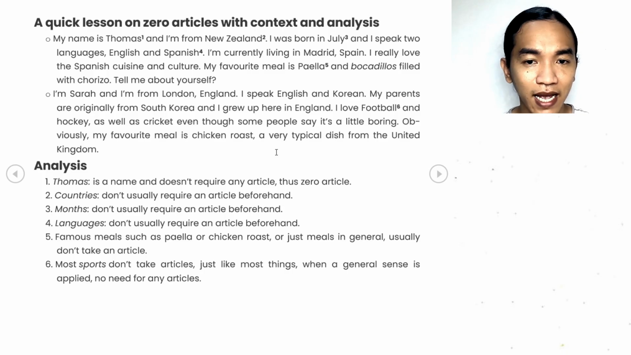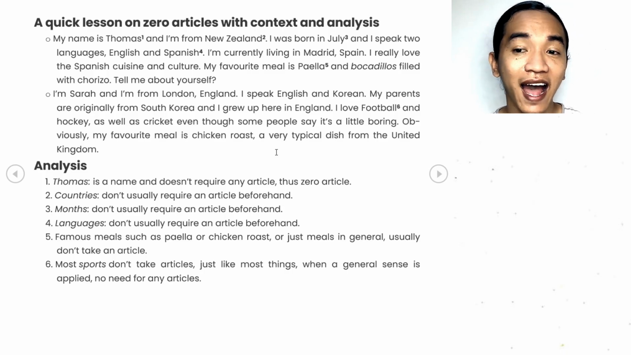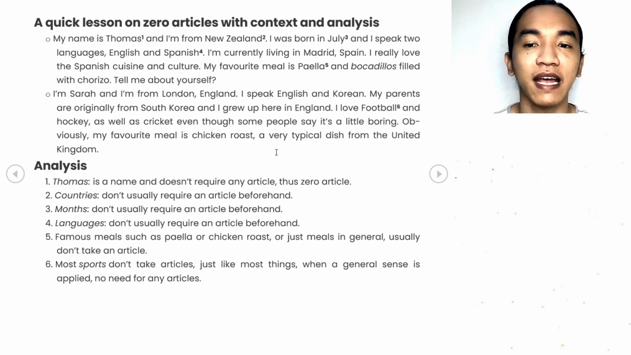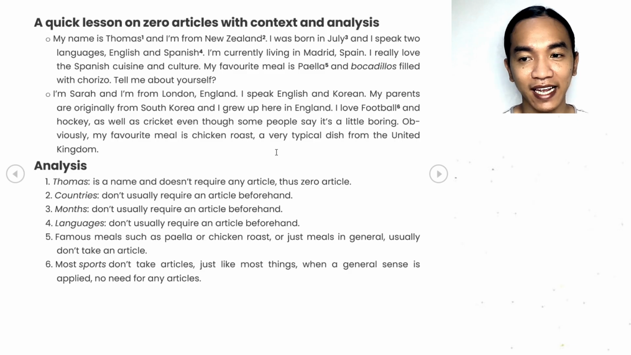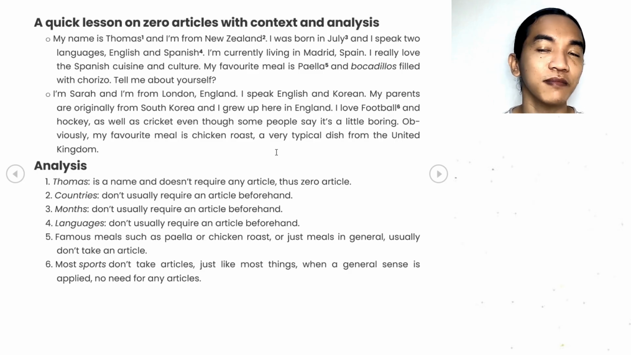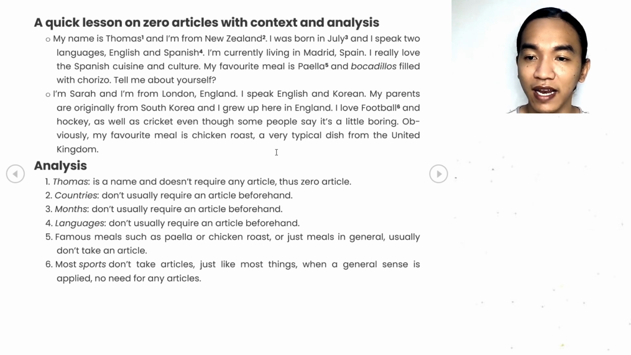Tell me about yourself. I'm Sarah and I'm from London, England. I speak English and Korean. My parents are originally from South Korea and I grew up here in England. I love football and hockey as well as cricket, even though some people say it's a little boring. Obviously, my favorite meal is chicken roast, a very typical dish from the United Kingdom.